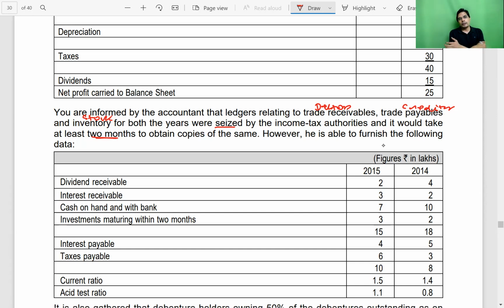Similarly, we need payment to creditors. Now, to find out the payment to creditors, we need to prepare creditors account. In the creditors account, we need opening balance of creditor, closing balance of creditor. And in the creditor account, one of the item is purchase. And purchase is determined using COGS equation. And in COGS equation, we need inventory.